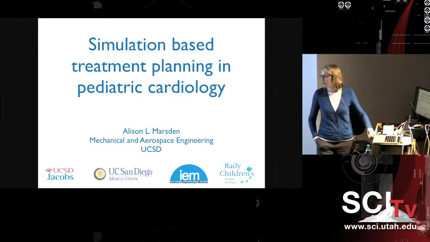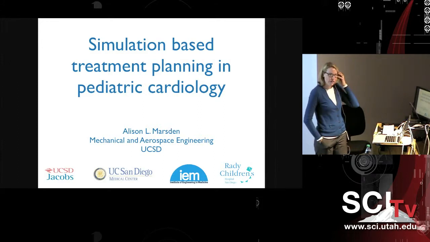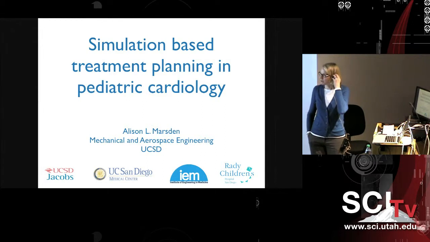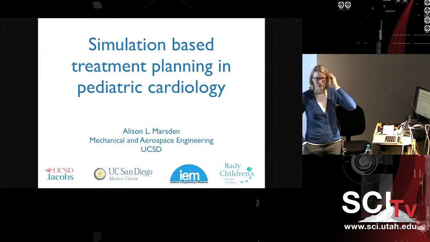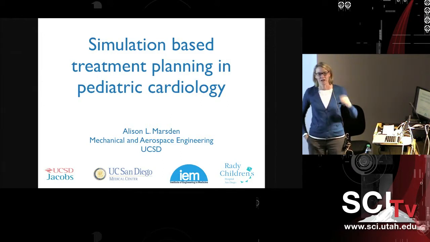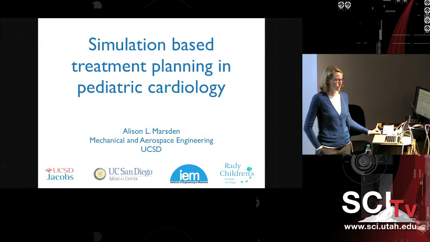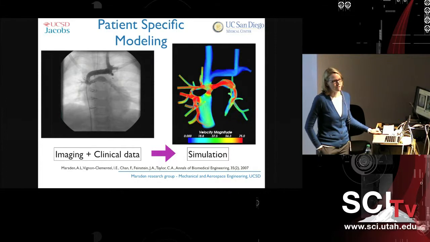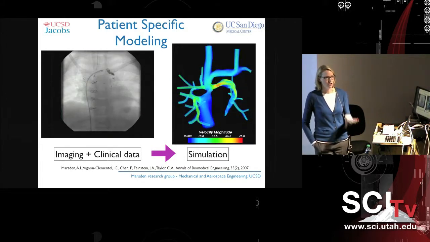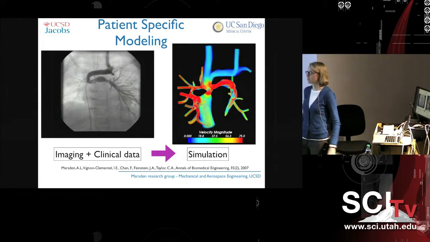So I want to talk about some of the work going on in my lab at UCSD. And I am going to be talking about our work in simulation-based treatment planning in pediatric cardiology. And so I'm going to go over some tools for patient-specific modeling and some of the challenges that we encounter on the computational side and sort of interfacing with clinicians.